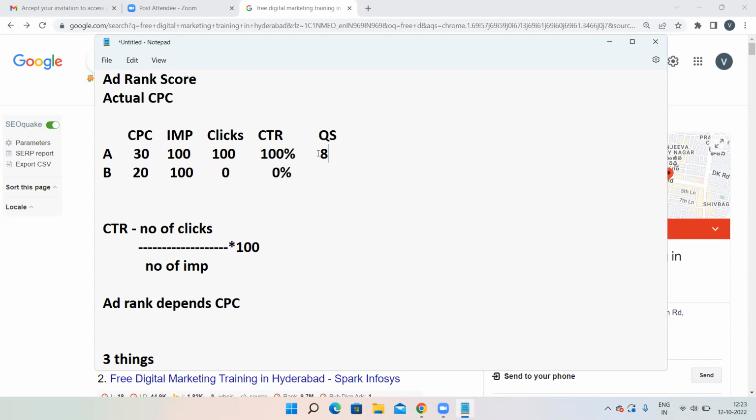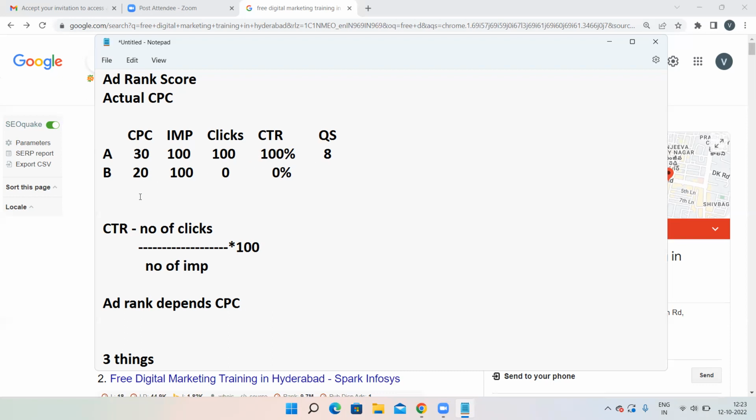And when can you see the quality score of your advertisement? If you have started running your campaign today, you will not see the quality score today. At least one day you need to give some time. From tomorrow onwards, you'll be able to see the quality score. And once your budget exhausts, your quality score also will not appear. So quality score is given by Google. We do not give the quality score. And quality score depends on CTR, ad relevance, and landing page experience.